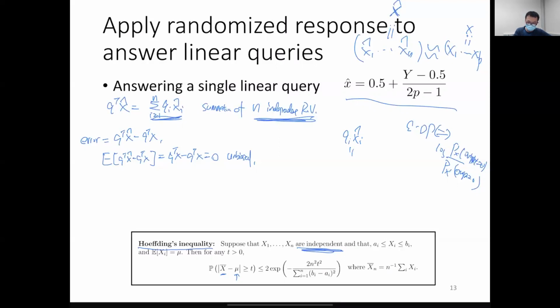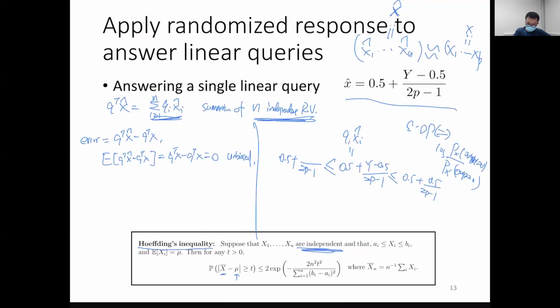Let's assume without loss of generality that qi is equal to 1. Then this will be 0.5 plus (y minus 0.5) over (2p minus 1). Clearly this is smaller than the case when y is equal to 1 and larger than the case when y is equal to 0. So we'll work it out. This is equal to 0.5 plus (2p minus 1) times (1 minus 0.5), which we get as 0.5, and this is smaller than 0.5 plus 2p minus 1.